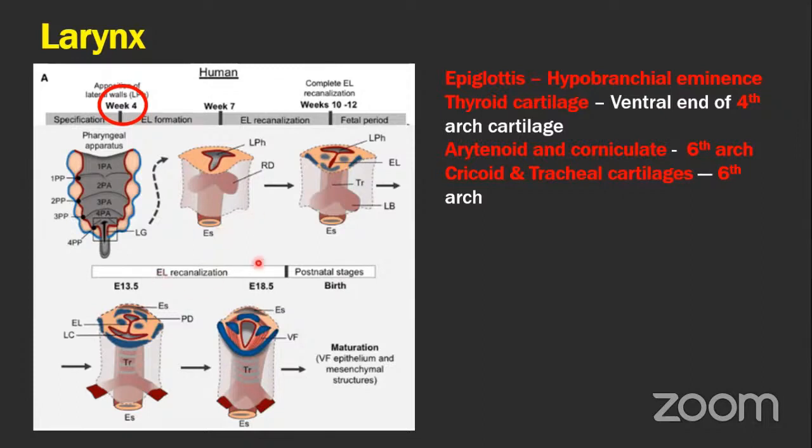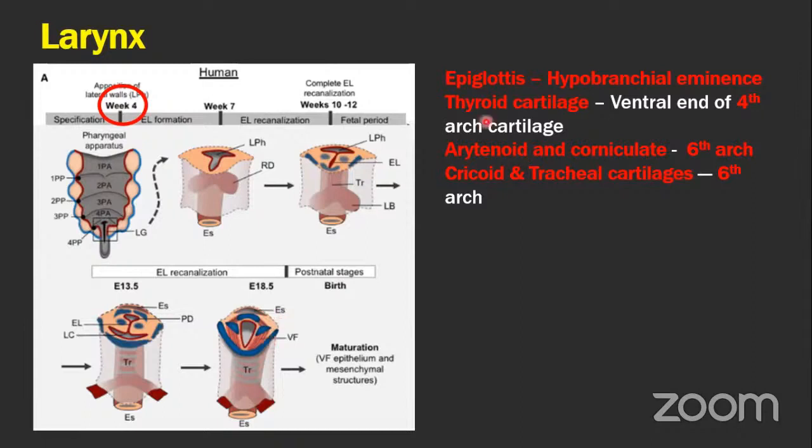And from this figure you can see the cranial end of this LTG goes into the primitive larynx, and the epiglottis develops from the hypobranchial eminence. This is the epiglottis part, and this develops from the hypobranchial eminence, and laterally it is bounded by the ventral fold of sixth arch. So development is from fourth and sixth arch.